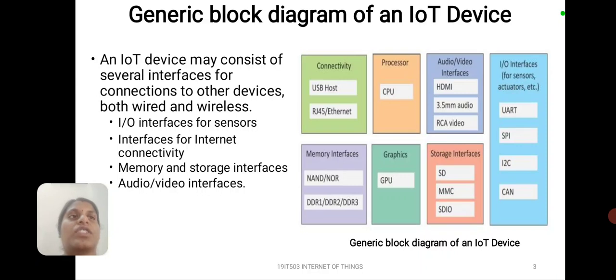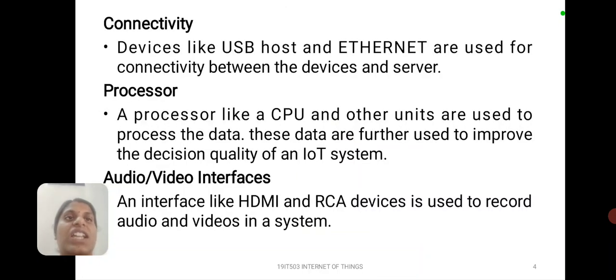So this is the general block diagram of an IoT device. This IoT device consists of several interfaces for connection to other devices, both wired and wireless: interfaces for sensors, interfaces for internet connectivity, memory and storage interfaces, and audio and video interfaces. Connectivity interfaces like USB host and Ethernet are used for connectivity between the devices and the server. The processor, like a CPU, and other units are used to process the data. These data are further used to improve the decision quality of the IoT system.